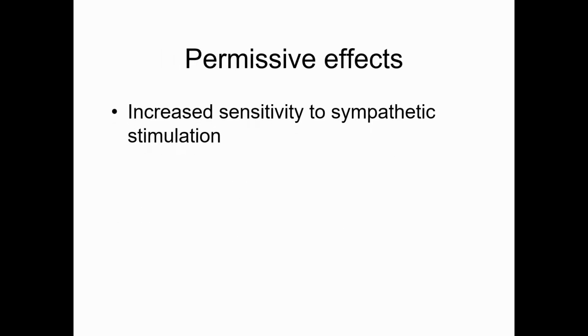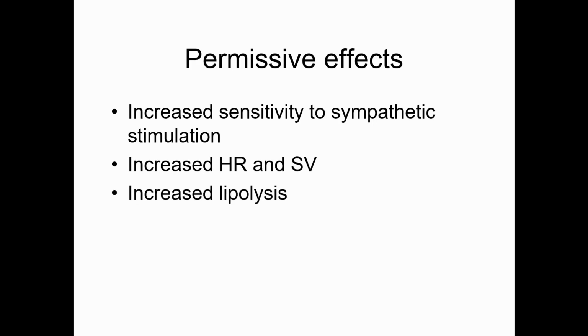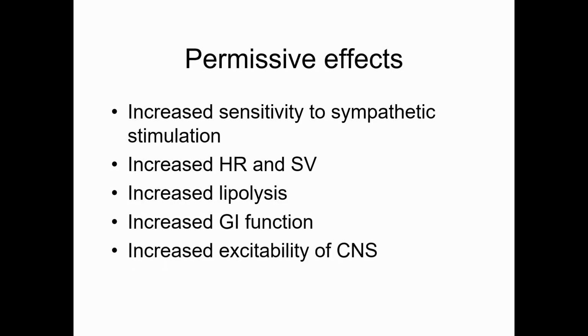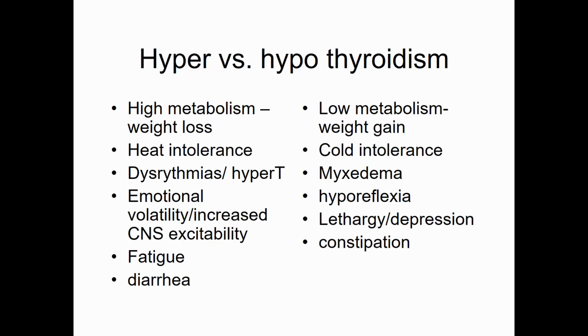All right, so thyroid is permissive. It upregulates beta receptors, which means we're more sensitive to sympathetic stimulation. That increases the heart rate, increases the stroke volume, which is the amount of blood that's pumped out on a squeeze. It increases lipolysis. It increases GI function, and it increases the excitability of the central nervous system. So it has metabolic enhancing effects.